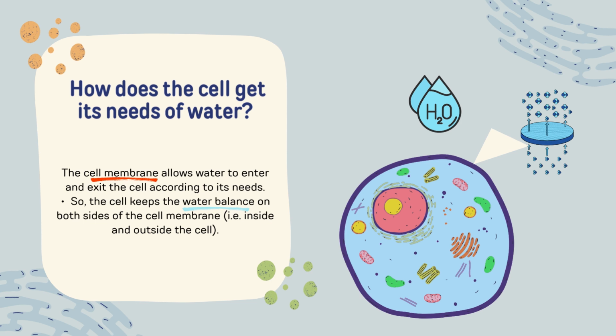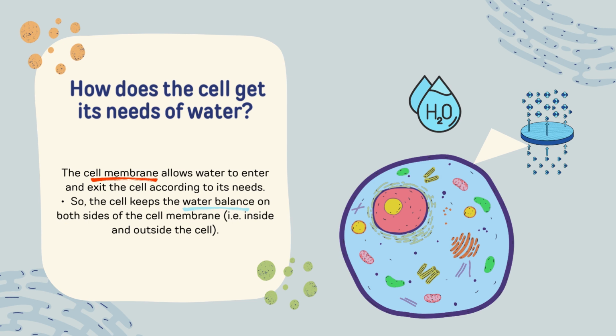So here the cell keeps the water balance. What is the meaning of water balance? This is a very important thing: that on both sides of the cell membrane, outside the cell and inside the cell, there is balance.